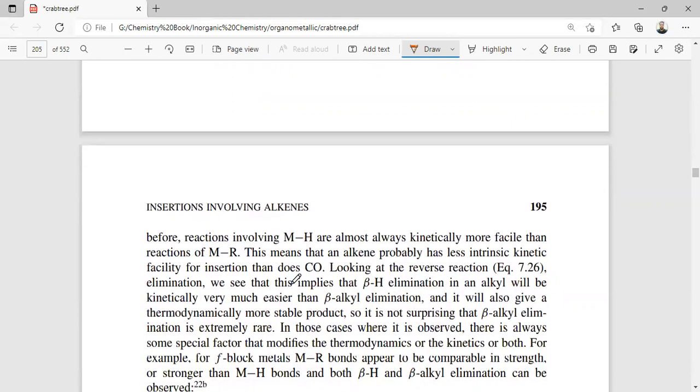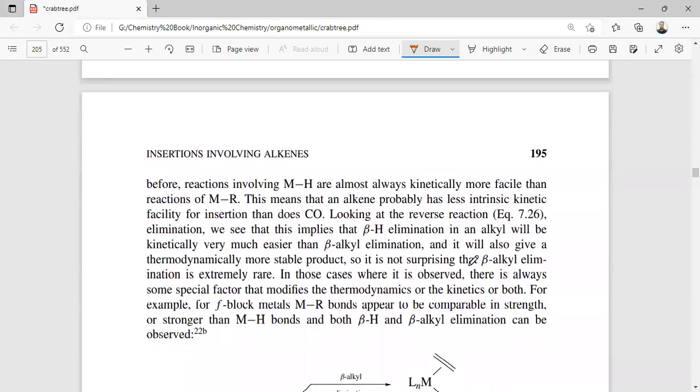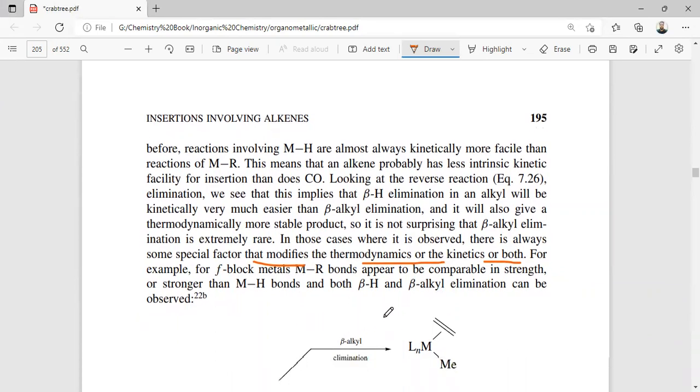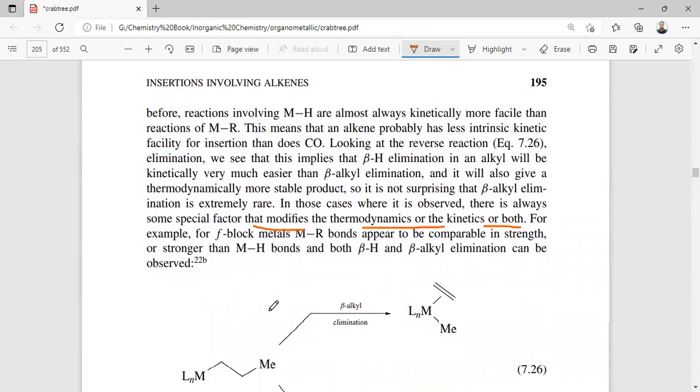Looking at the reverse reaction, elimination, we see that this implies that beta hydride elimination in the alkyl will be kinetically very much easier than beta alkyl elimination. It will also give a thermodynamically more stable product, so it is not surprising that beta alkyl elimination is extremely rare. In those cases where it is observed, there is always some special factor that modifies the thermodynamics. For example, for some metals the MR bond appears to be comparatively stronger than the MH bond, so both beta hydride elimination and beta alkyl elimination can be observed.